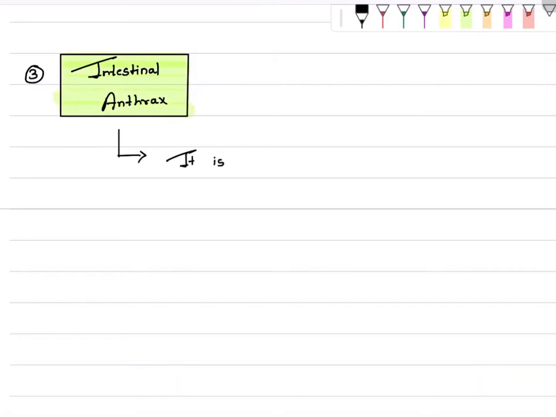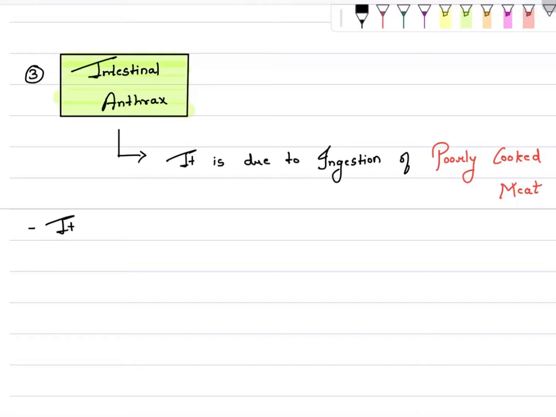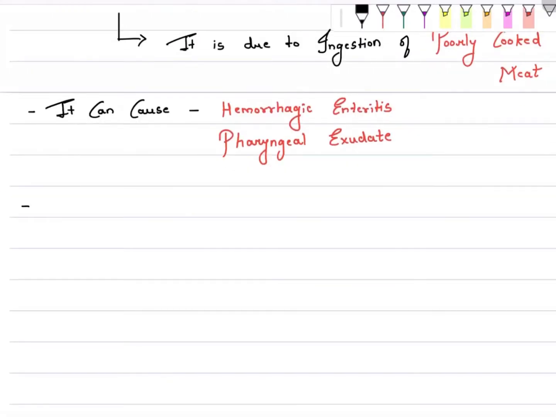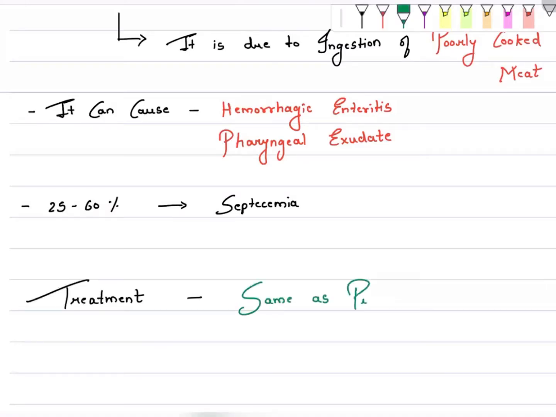It is due to ingestion of poorly cooked meat. It can cause hemorrhagic enteritis and pharyngeal exudate. 25 to 60% of people can get septicemia. Treatment: same as pulmonary anthrax.